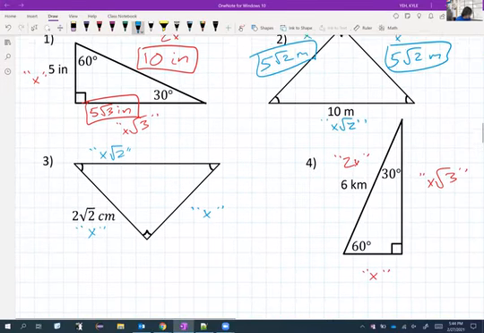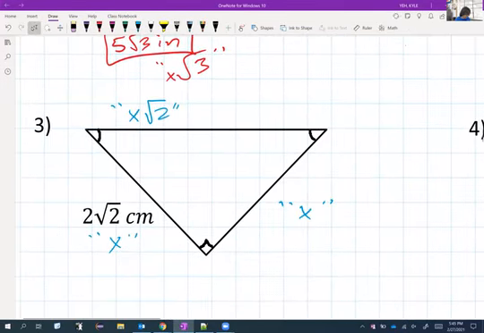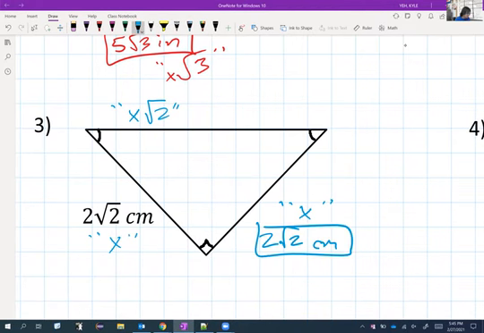Number 3, we're given one of the legs of our 45, 45, 90. That means we get the other one for free, 2 root 2 centimeters. And then to find x root 2, well, we know that x was 2 root 2 times the root 2 from our formula. Root 2 times root 2 is just 2. So that should come out to 4 centimeters.